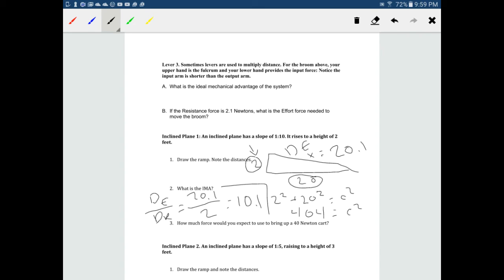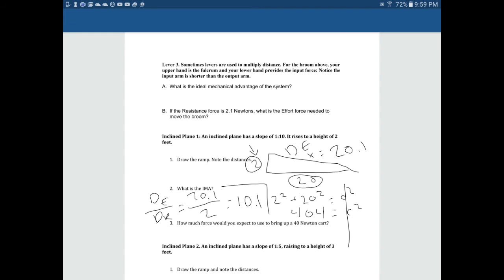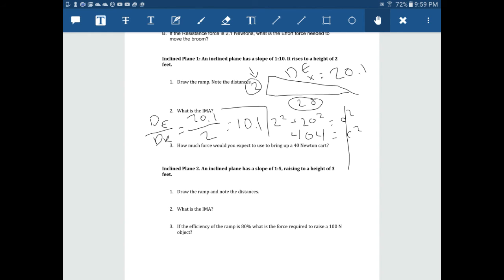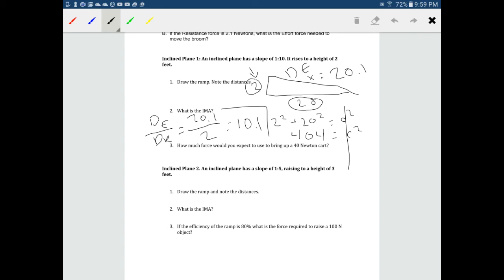Okay, and then how much force would you expect to use to bring up a 40 Newton cart? So now this is where things kind of get hard, right? Let's scroll down a little bit. How much would you expect to use to bring up a 40 Newton cart? Well, we wouldn't expect things to be perfect, but we're going to have to assume that it's 100% efficient for this question because it doesn't actually tell us what the efficiency is. So we're going to expect to get all 10.1 of our mechanical advantage.